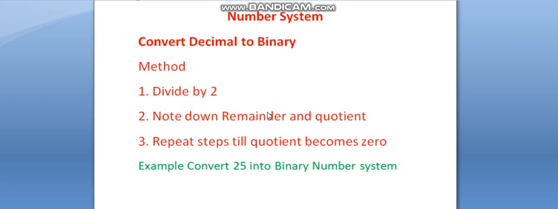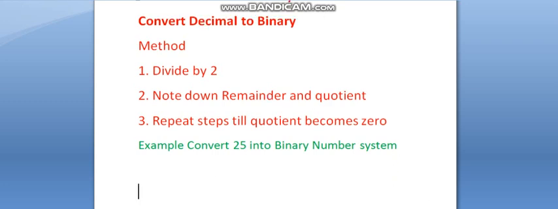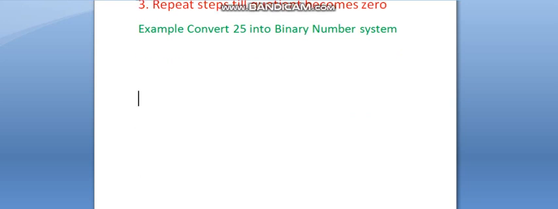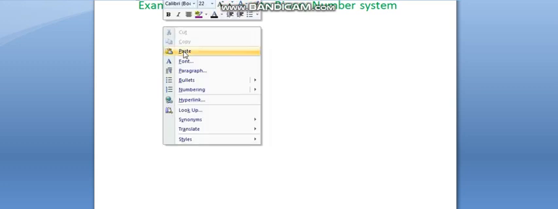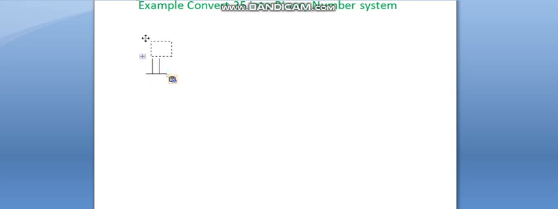Okay, so we are going to take example where we are going to convert 25 into your binary number system. So in example, convert 25 into binary number system. So what we are going to do, क्या बोला आपको फर्स्ट स्टेप में? डिवाइड नंबर बाय 2. Now what is our number? 25. If you are going to divide 25 by 2, what will be your remainder?